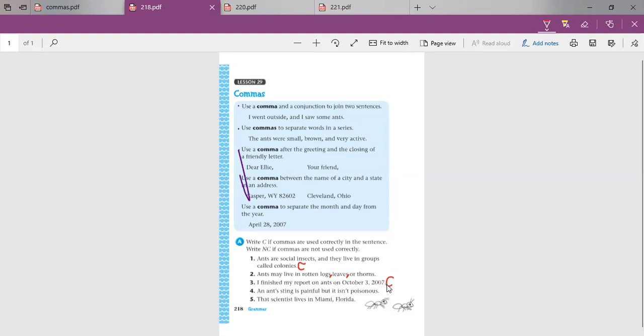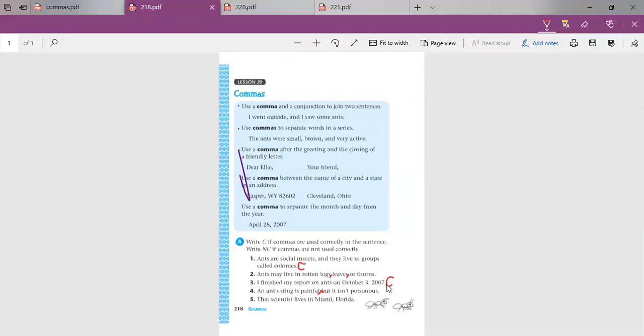Okay, now Abdulaziz Abu Bakr, can you read number 4? An ant's sting is painful, but it isn't poisonous. Excellent. After painful. Thank you so much. After painful, because I'm separating 2 sentences. Before the conjunction word but, I have to put a comma. An ant's sting is painful, comma, but it isn't poisonous.